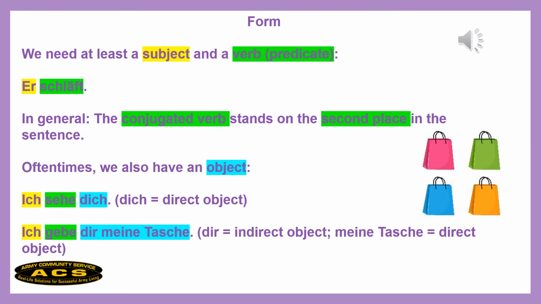Oftentimes we also have an object. Ich sehe dich. So ich is my subject, sehe is my conjugated verb, dich is my object, in this case a direct object. Ich gebe dir meine Tasche. Ich, again, my subject. Gebe is my conjugated verb, again on the second place. Dir is the indirect object. Meine Tasche is the direct object.